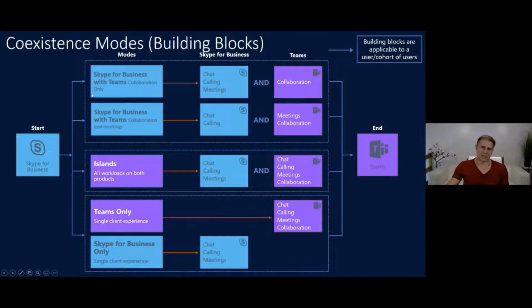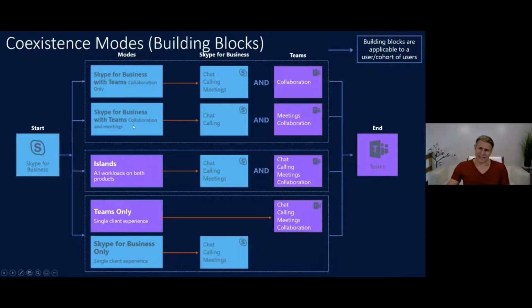Probably the easiest way to start is Skype for Business with Teams collaboration, because we're doing chat, calling, and meeting in Skype and adding the collaboration part of Teams, right? So we're adding Teams so people get used to Teams in an easier way, but are not confused by starting to call in Teams and not getting anywhere on the Skype side.